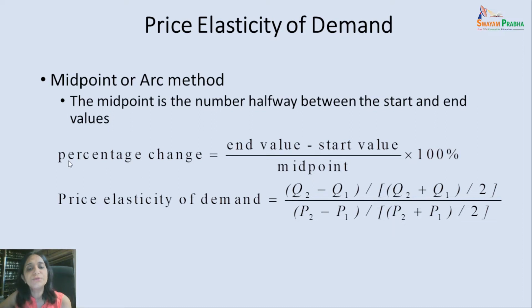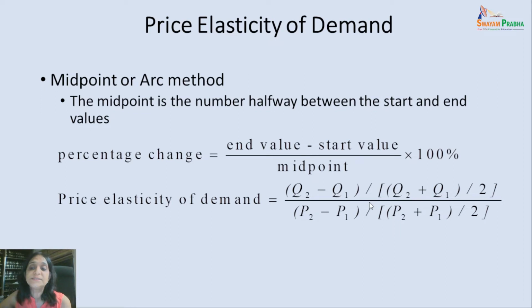And how do we measure it? We say price elasticity of demand is equal to Q2 minus Q1, where Q1 is the original quantity and Q2 is the new quantity. This is your numerator. Q2 minus Q1 will give you the change in quantity demanded. Why? Because Q1 was the original quantity, Q2 is the new quantity. So how much the quantity has changed is Q2 minus Q1.